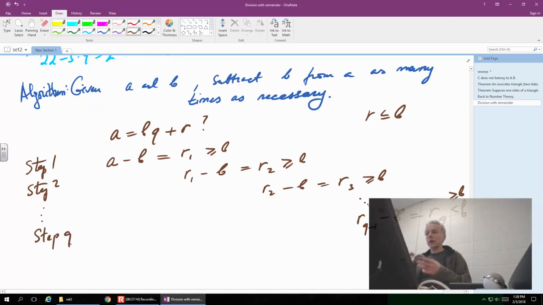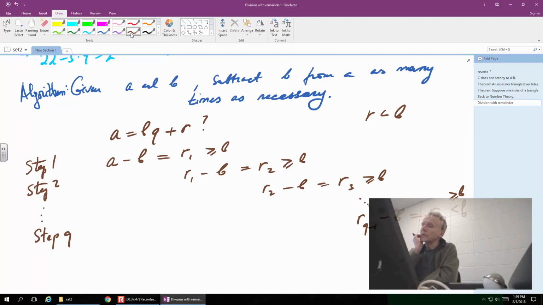Okay, so how do we put these together? Well, we can substitute one into the next, I suppose. Maybe the best way is just to substitute one into the next. You don't have to raise your hand. Should your R on the right side just be less than b? Over here? Yeah.